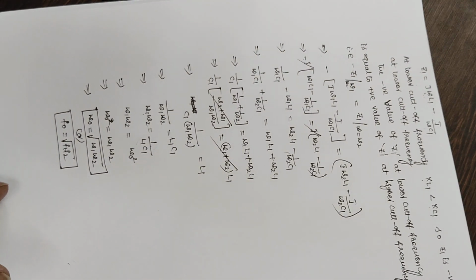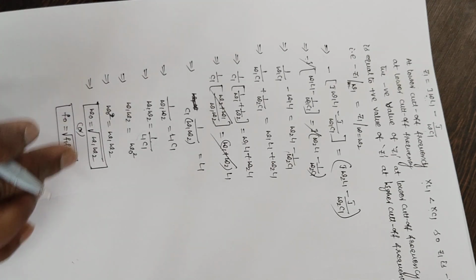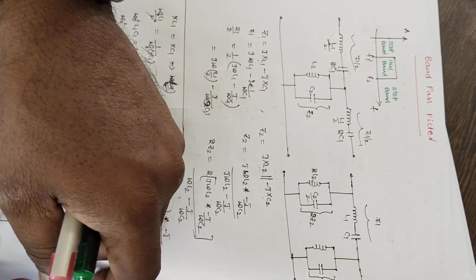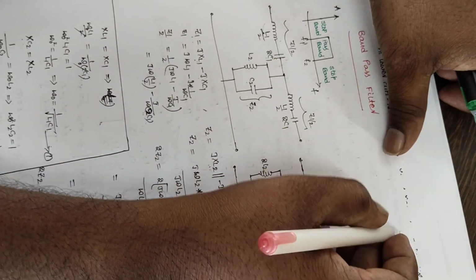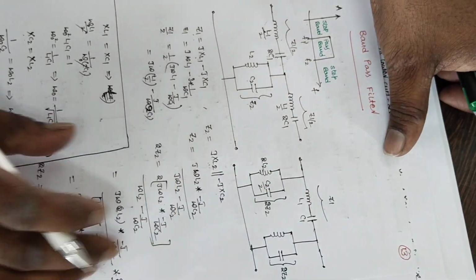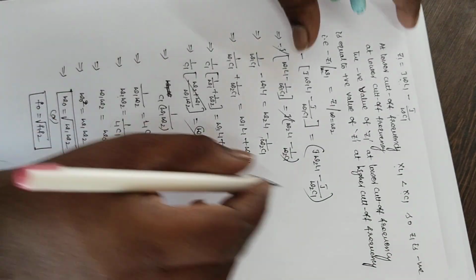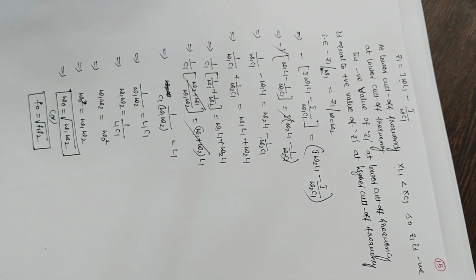Next thing, after deriving this one, the next concept here is how the variation of alpha will be. Let me first number it. It is 13, 14, 15. So the variation of attenuation constant alpha, beta, which is nothing but the phase constant beta, and characteristic impedance Z0 with respect to frequency.